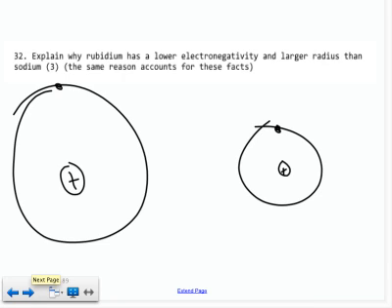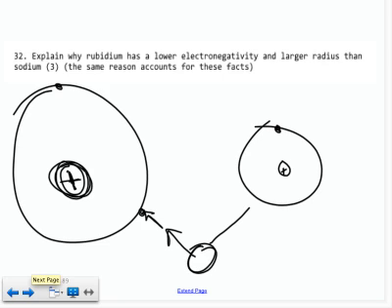But remember that electronegativity is when atoms are trying to pull on the electrons of other atoms. And they pull on the electrons of other atoms with the nucleus in here. Well, another atom, again not to scale, but here's another atom coming along. It can only get this close to the nucleus of a rubidium atom. It can get a lot closer to the nucleus of a sodium atom. Here's sodium, here's rubidium.